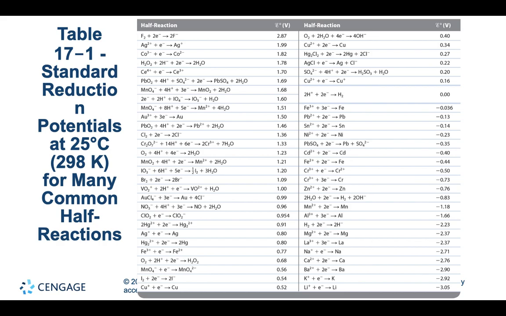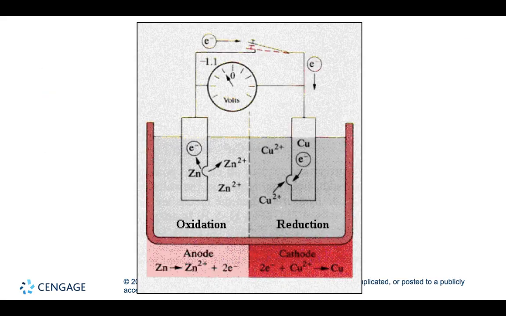And the zinc reaction will have to flip, and zinc atoms will become zinc plus 2 ions and lose 2 electrons. So that will be the anode, because that is oxidation. The copper side will be the cathode, where reduction occurs, and the electrons should flow from the anode to the cathode, from the zinc side to the copper side. So that would look something like this.